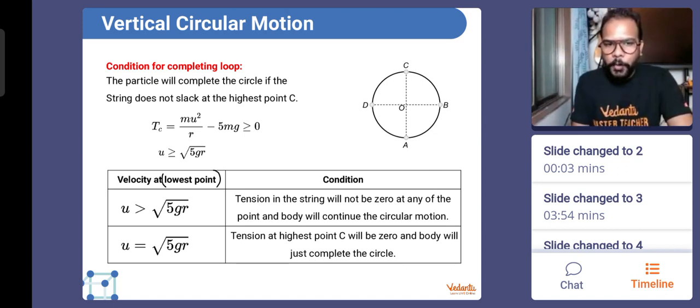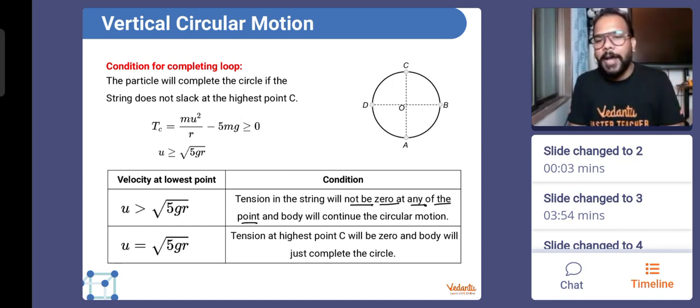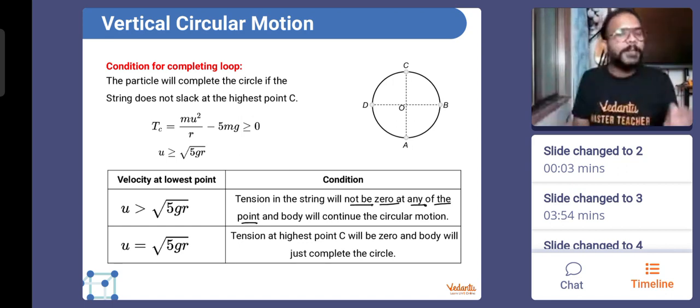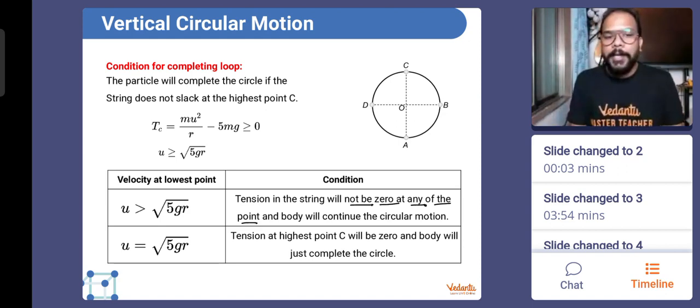If you throw the body from bottommost point at the lowest point, if you throw a body with a velocity which is greater than under root 5 rg, then what will happen? The tension in the string will not become zero at any of the point which I just now said. That even at C also the tension will not become zero, because now the body does not reach C with the minimum velocity. Because at C now the velocity will be more than under root rg. Okay? If you project the body with under root 5 rg, at C the tension becomes zero.